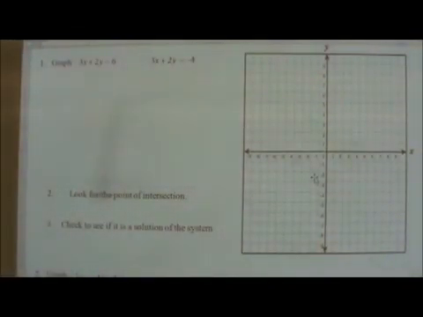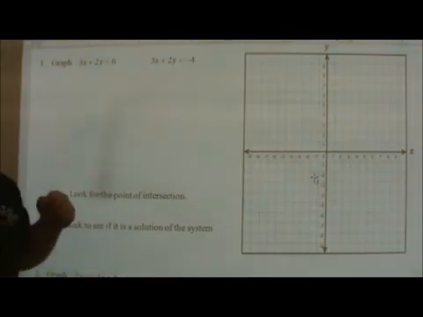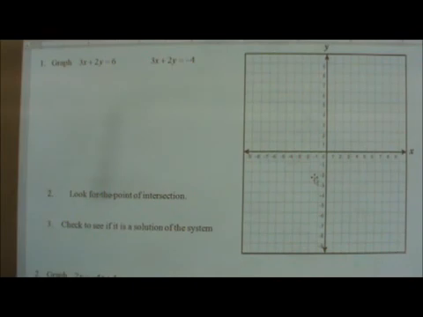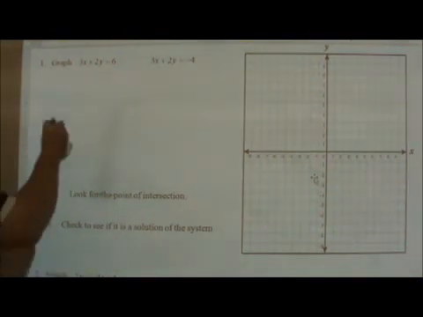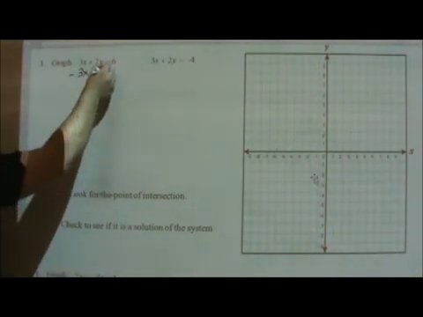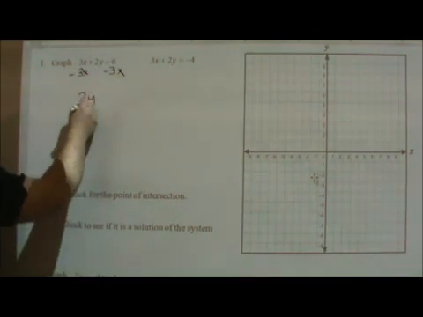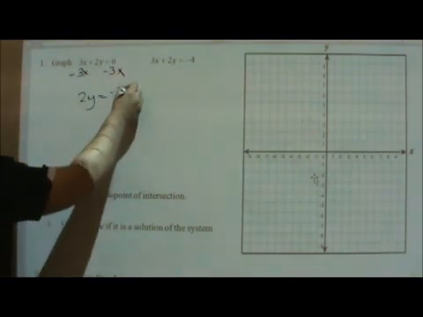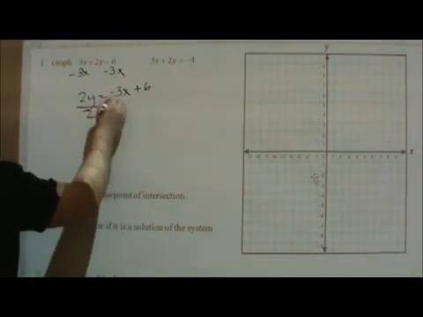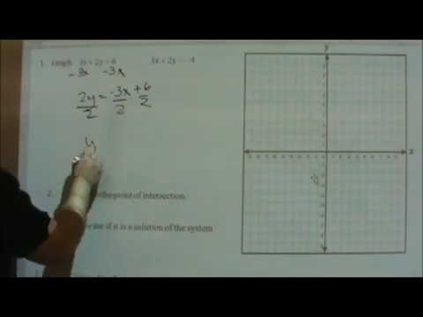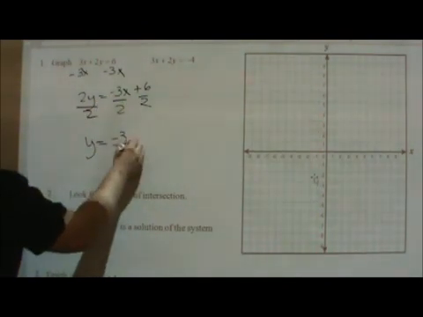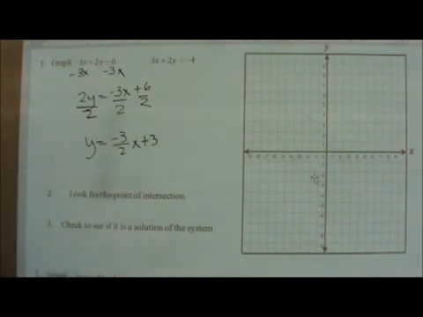All right, let's talk about the third page. The steps don't change, the directions are the exact same, but something a little bit different is going to happen this time. Let's first solve these for slope-intercept form. -3x and then divide by 2. So we got y equals -3 over 2x plus 3.